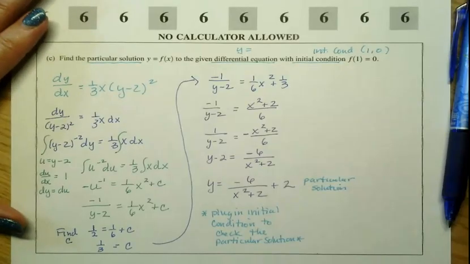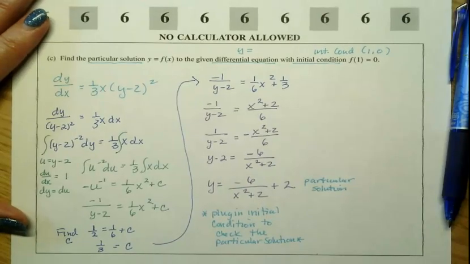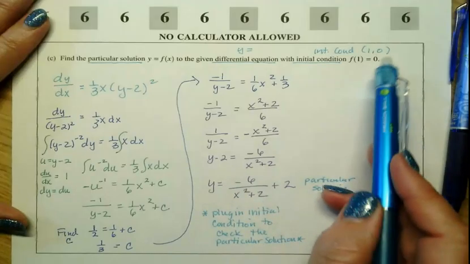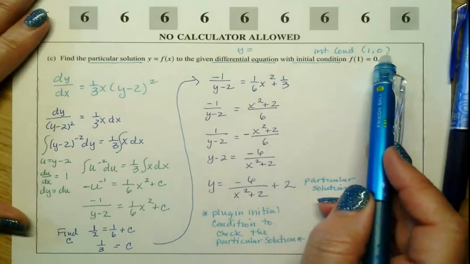And even though we're not checking to see if we need a plus or a minus, like if we had exponentials or square roots, we still can plug in our condition here and check and make sure that it makes sense. So remember that my x is 1 and my y is 0.